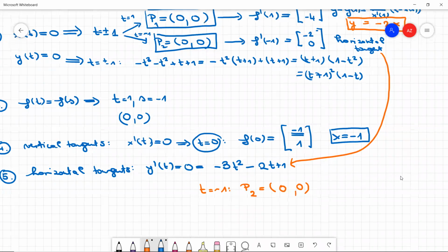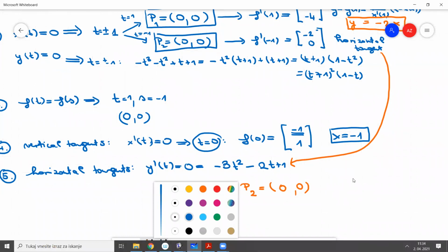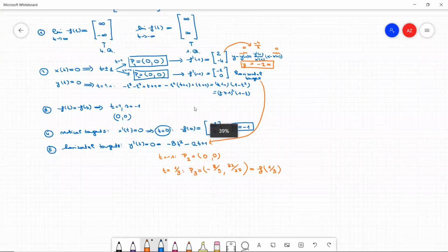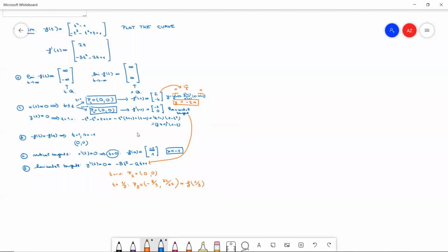But we also have another solution of this quadratic equation, t is 1/3, and the point which we get is minus 8/9 and 32/27. So this is just a calculation. This is the value of f for parameter t is 1/3. Okay, we calculated all the information we need, and now let's try to draw our curve, approximate the image of our curve.